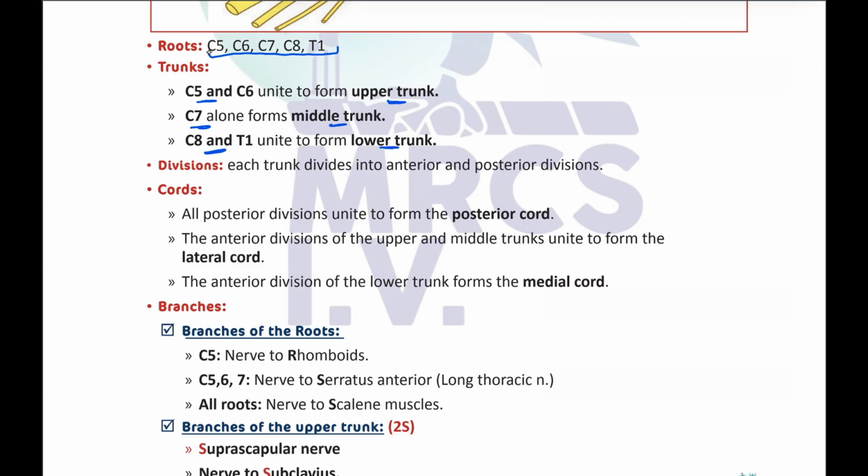Each of them divides into anterior and posterior divisions. All posterior divisions unite to form the posterior cord, and the anterior divisions of the upper and middle trunk unite to form the lateral cord. An anterior division from the lower trunk forms the medial cord.